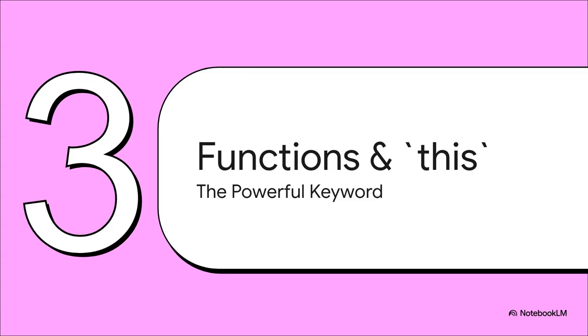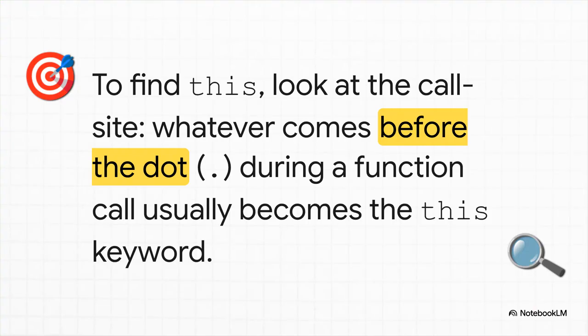Okay, now we're getting to the absolute core of the language, functions. And you can't talk about functions without talking about probably the most powerful and definitely the most confusing keyword in JavaScript, this. Honestly, mastering this is a huge level up for any developer. So how in the world do you figure out what this refers to?